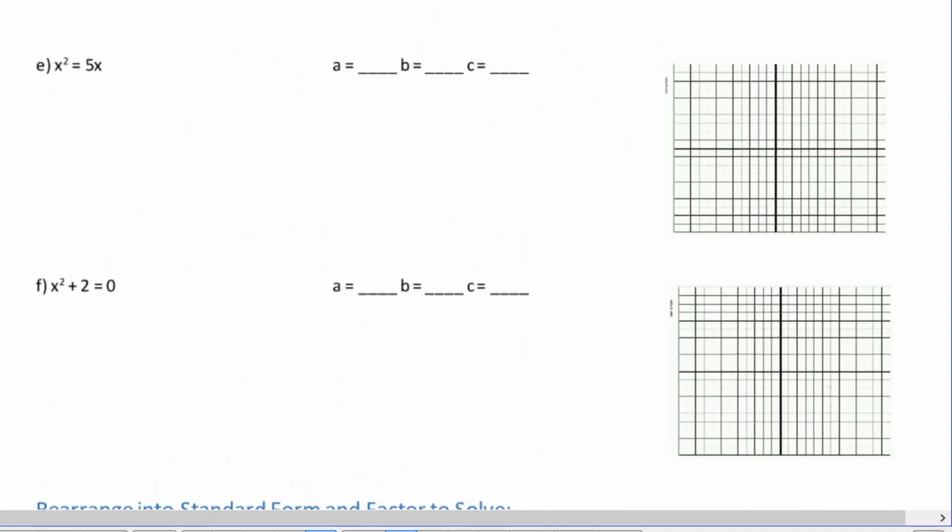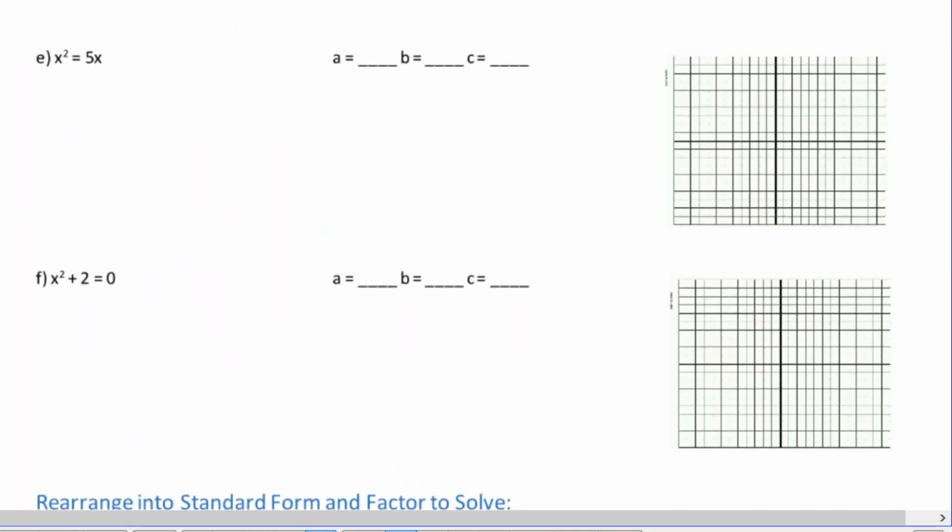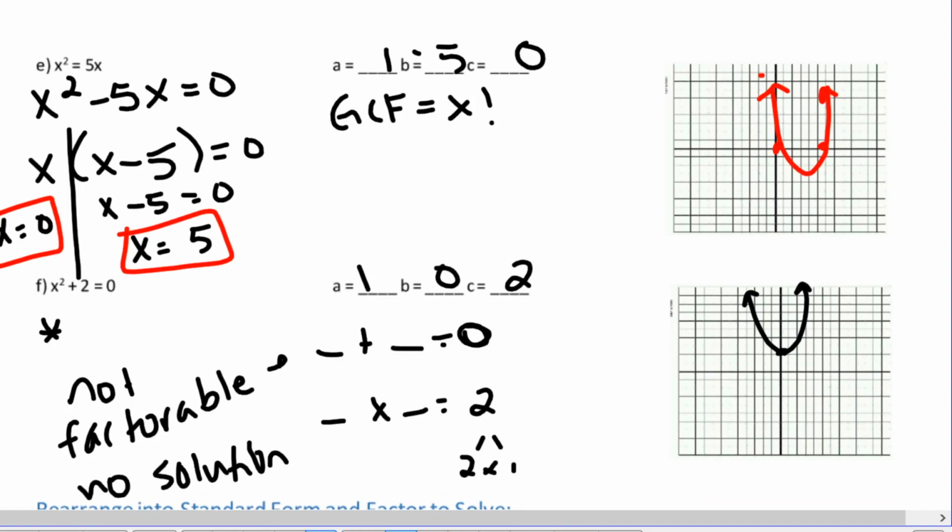So there's 2 more examples that I want you to try. Come back and we'll have those solved. Take a minute, pause, give these a try. All right, so let's take a minute to look at these 2.